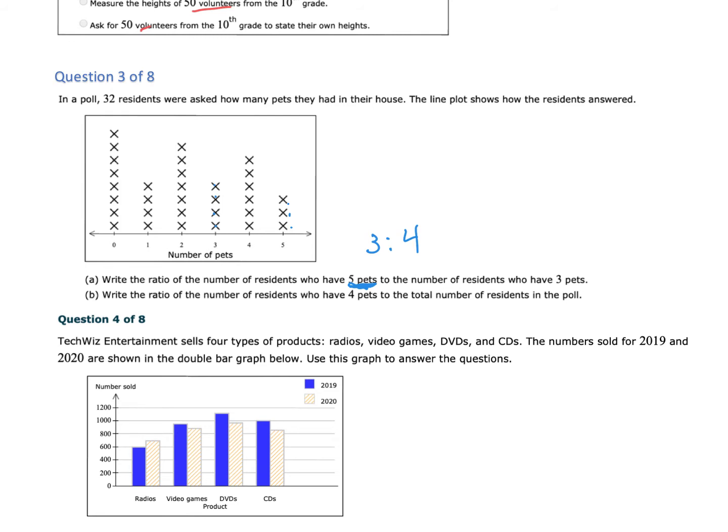Part B, write the ratio of number of residents who have 4 pets. 1, 2, 3, 4, 5, 6 people. To the total number of residents in the poll. Well, I could count all the X's, but it tells me right up top there's 32. So 6 to 32 works. We could simplify them. Divide them both by 2. 3 to 16, same ratio. Either of those should work.